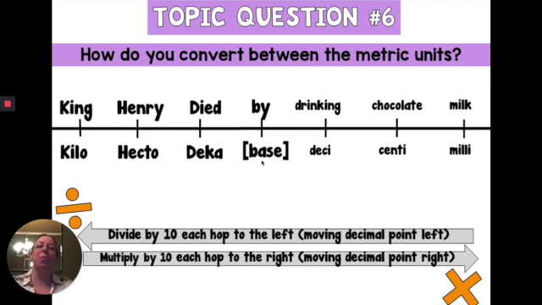If you're going to the right, let's say I had kilometers and I wanted to go to centimeters, multiply by 10, multiply by 10, multiply by 10, multiply by 10, multiply by 10. So if you're going to the left, you divide. If you're going to the right, you multiply.